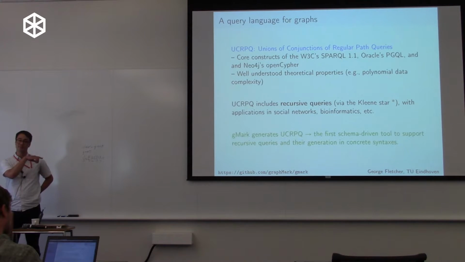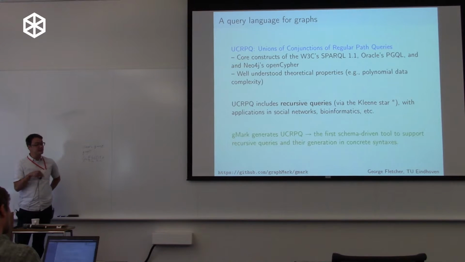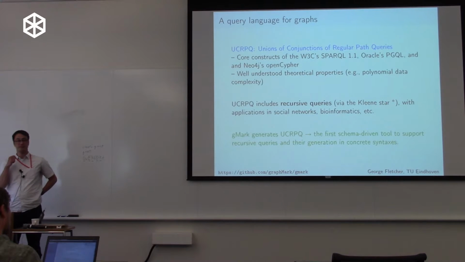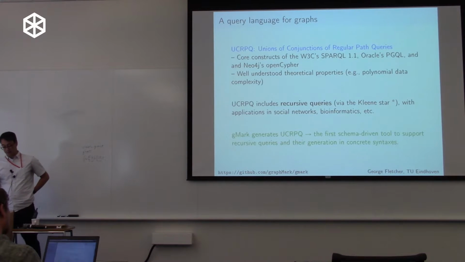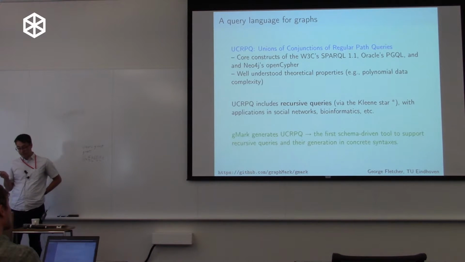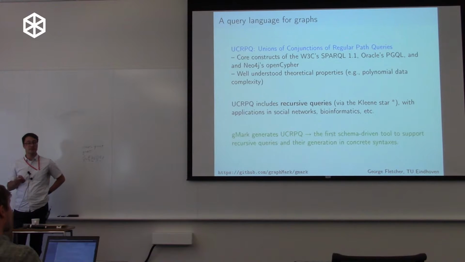I'll give an example-based definition of what UCRPQs are, but I just want to highlight what's interesting about this for graph databases. This has lots of applications in, say, reasoning about networks, social network analytics, analytics on bioinformatics data sets, and so forth. So in gMark, we generate UCRPQs, and as far as we know, we're the first schema-driven tool to support recursive query generation in concrete syntaxes.